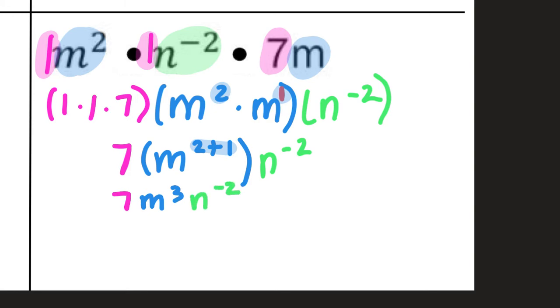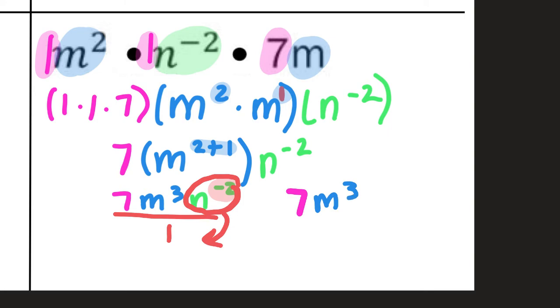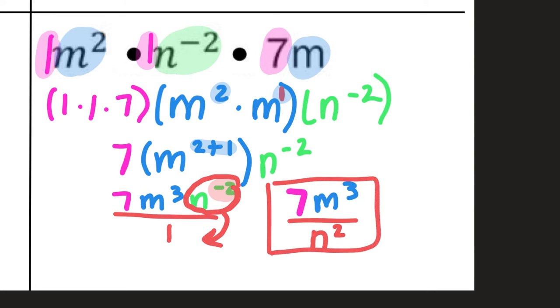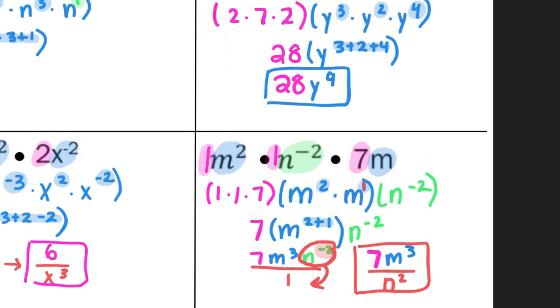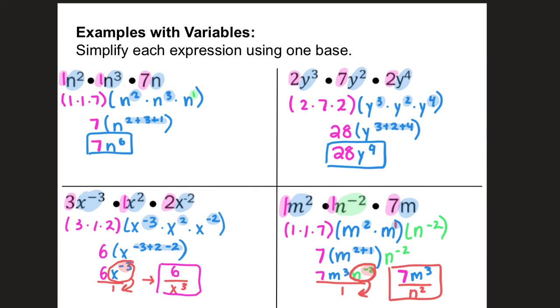And then the last thing is, again, because this has a negative exponent on the n, I have to take this whole thing and bring it to the bottom because it is that negative exponent. So you'll be left with 7 m to the third all over n squared as your final answer. And this provides us with examples of different types of problems we may see.